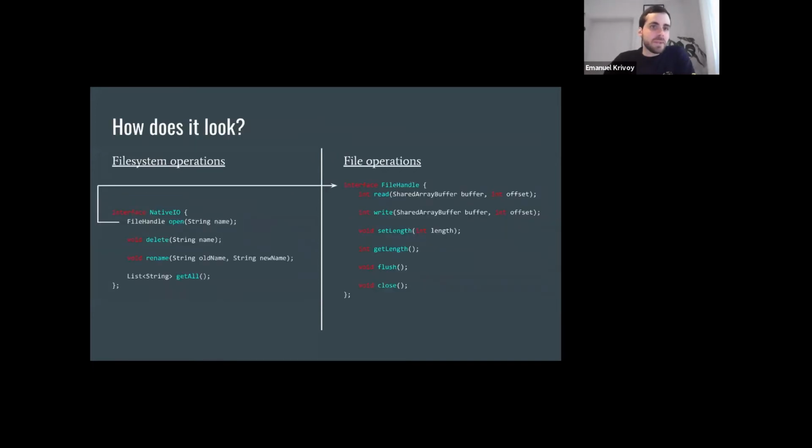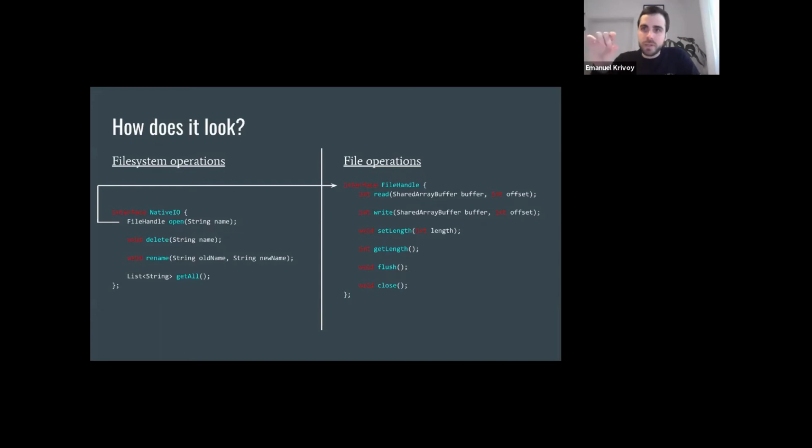So without further ado, this is what our interface looks like. NativeIO is divided in two parts. Here on the left-hand side, you can see the file system operations, and this is a very thin management layer that controls the creation, deletion, and renaming of files. And with it, you can also list all the file names that belong to an origin. On the right-hand side are the file operations, and that's where the magic happens.